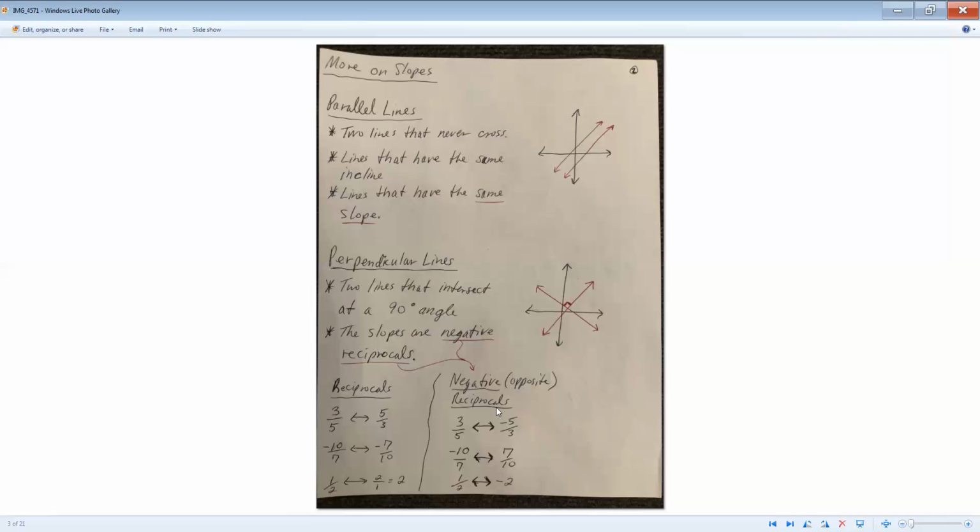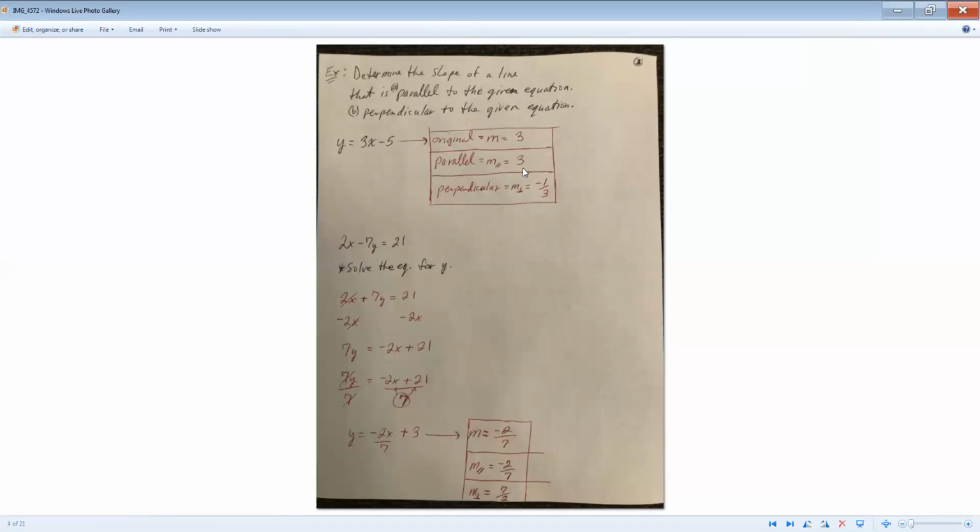So if we're talking about negative reciprocals, another word mathematically for opposite is negative. So if you're doing negative reciprocals, you're using the opposite sign and you're flipping the fraction. So 3/5 and -5/3 are negative reciprocals. -10 over 7, +7 over 10. And then if I have +1/2, then that's -2. Those would be negative reciprocals of each other. You have to flip the fraction and use the opposite sign.